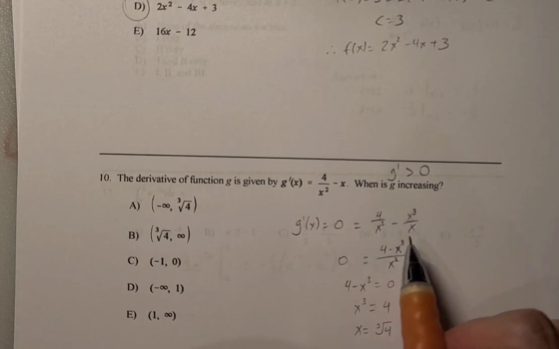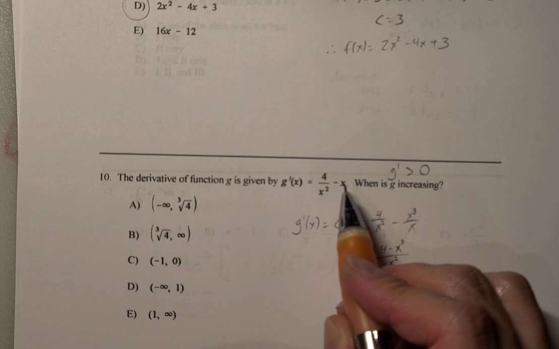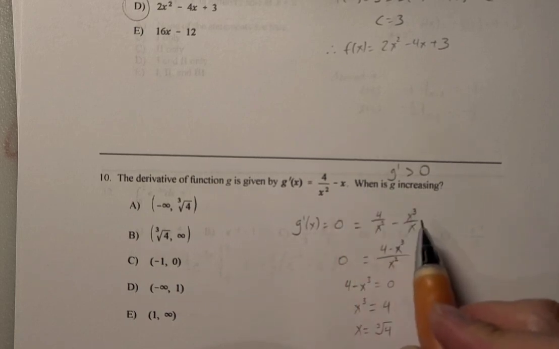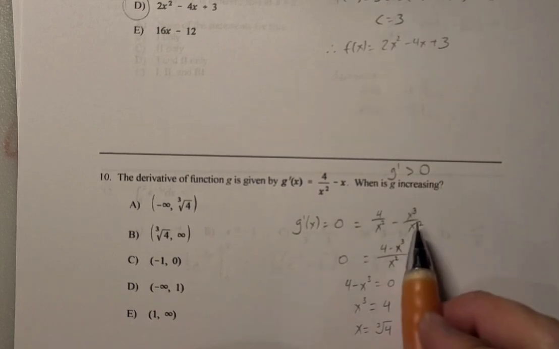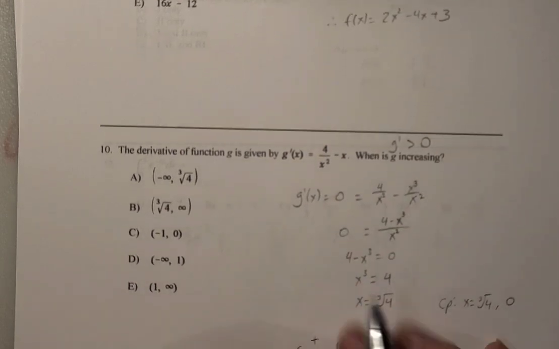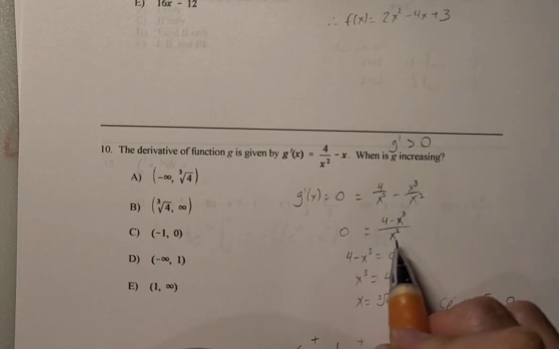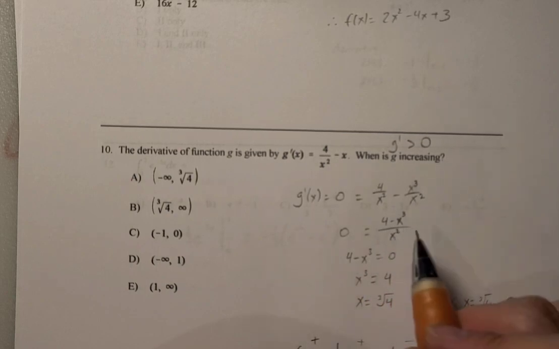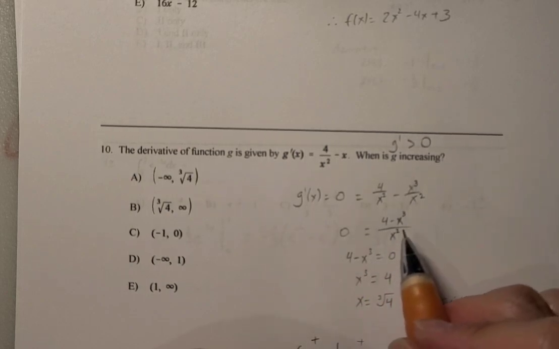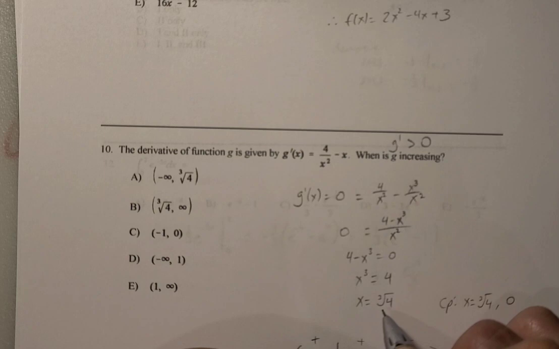So what did I do over here? Well, I want to make this into one fraction. Okay, so I multiply this x by x squared divided by x squared. Oops, sorry, this should be x squared there, right? Because x cubed over x squared is x. All right, so same denominator, I can combine the fractions. 4 minus x cubed over x squared is equal to 0, okay? So we solve for x. What matters is the numerator. Okay, so we want 4 minus x cubed equal to 0, or x is cube root of 4.